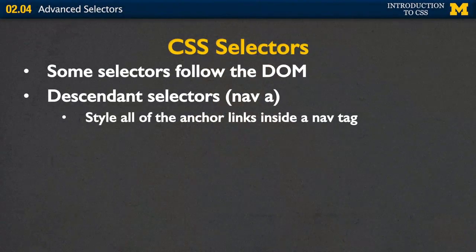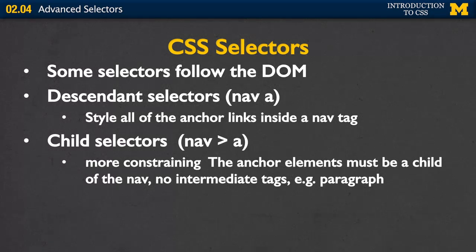So descendant selectors are a way to say, hey, if you're inside a nav tag, I want you to style all the links that are inside the nav tag. Instead of doing all of them, just those ones. If you want to be even more specific, you can use the child selectors. This rule is very similar, except it says all the A links need to be what we call direct descendants of the nav link. If you have a paragraph in there and you have some links in there, ignore that. They need to be directly underneath each other.